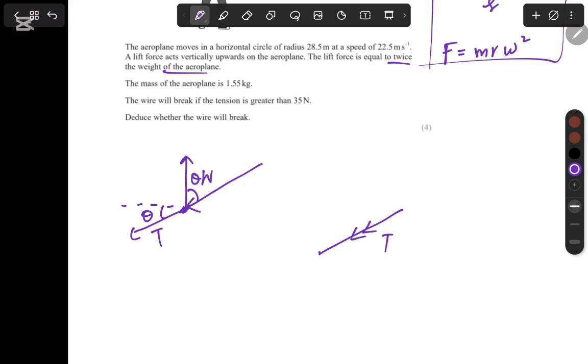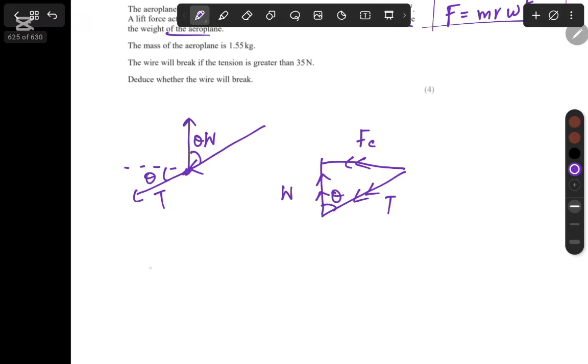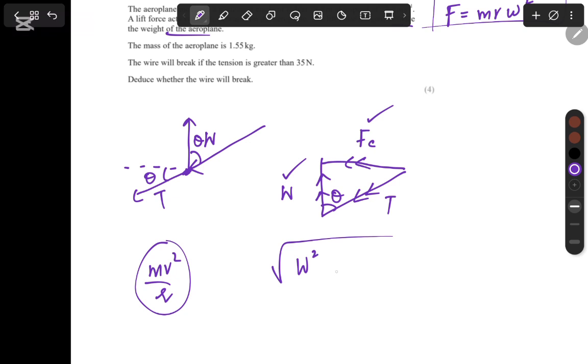This is going to be the tension. This is going to be the lift force, which is equal to the weight, and this is going to be centripetal force, Fc. This is the resultant force basically. Okay, and then this is going to be theta. So you can calculate the resultant force, mv squared over r. You have the weight already, and you can use Pythagoras theorem. This is going to be the hypotenuse, right? So W squared plus the centripetal force squared is equal to the tension squared. You can do that as well.